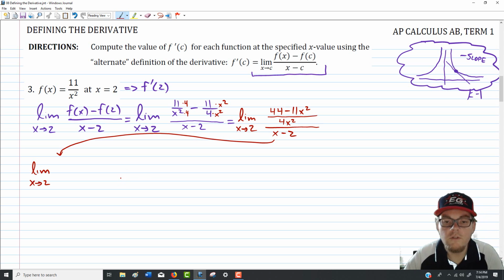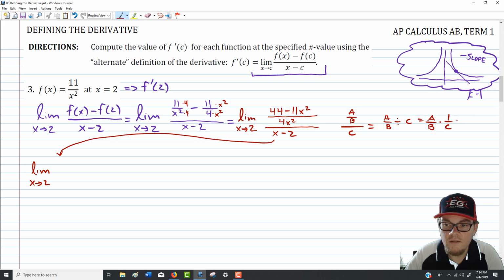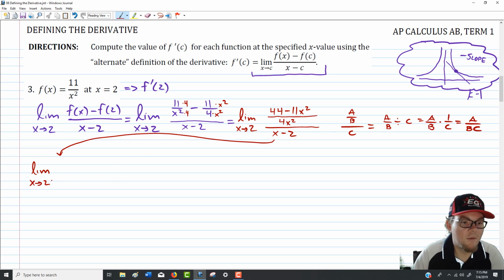So if you've watched the video solutions before this point, especially in the first unit, you'll know that when you have a over b divided by c, that ends up being a over b times 1 over c, which is a over bc. This is a shorthand way of saying I'm going to crunch all this stuff together. So specifically, this will be 44 minus 11x squared, which we're going to factor in just a second, don't you worry. The denominator will be 4x squared times x minus 2.